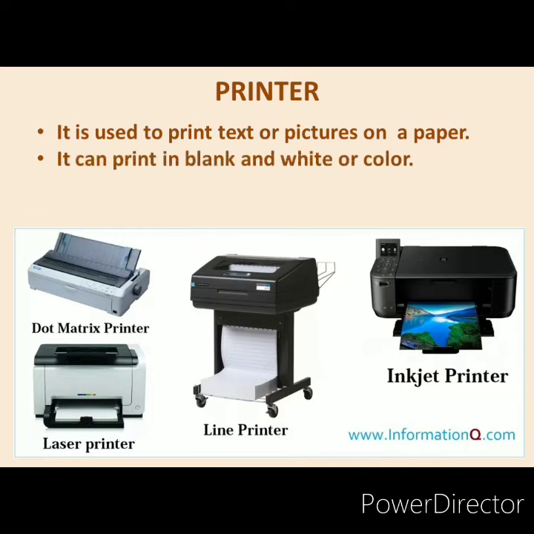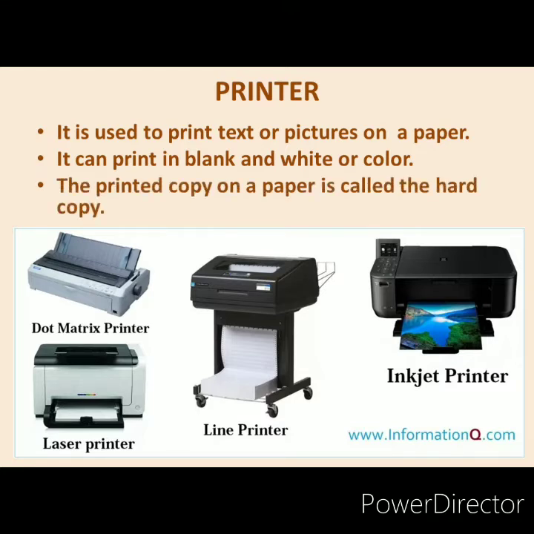Printer gives us a hard copy of the output, and we can print in black and white as well as color. There are various printers here: dot matrix, laser printer, line printers. Okay, and the printed copy of the paper is called hard copy. The fastest printer is laser printer. Its quality is better than other printers.